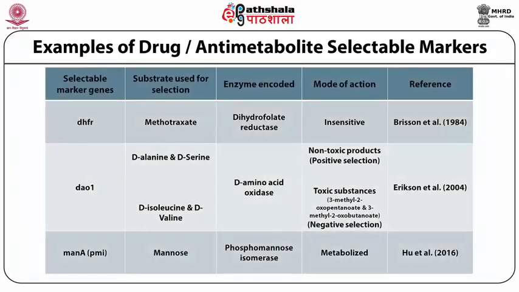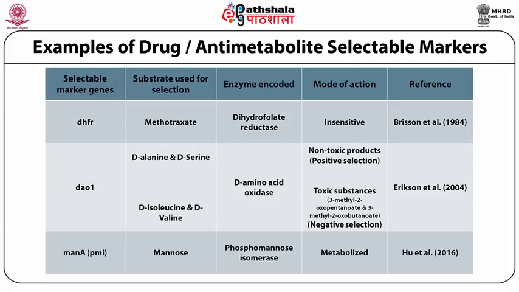A third category is the antimetabolite selectable marker. There are some metabolites which are neutralized by certain enzymes. A gene known as DHFR, which codes for dihydrofolate reductase, once expressed, makes plants insensitive to methotrexate.